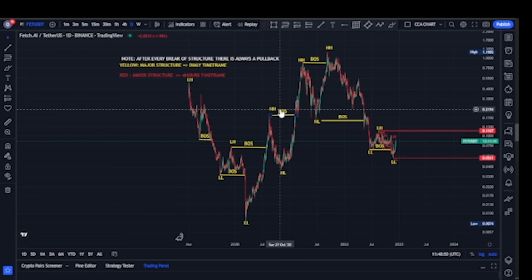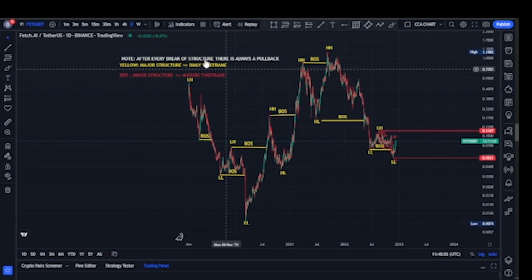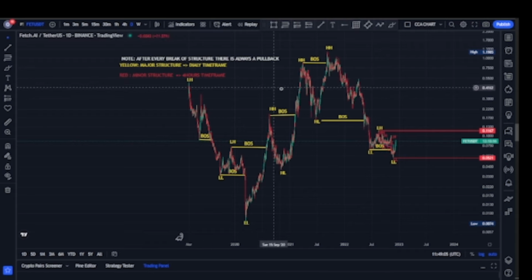So guys, welcome to the Fetch.ai USDT price chart. As you can see, I've already mapped out my market structure. I map out my major structure with the color yellow, which is my daily time frame, and I map out my minor structure with the color red, which is my 4-hour time frame.